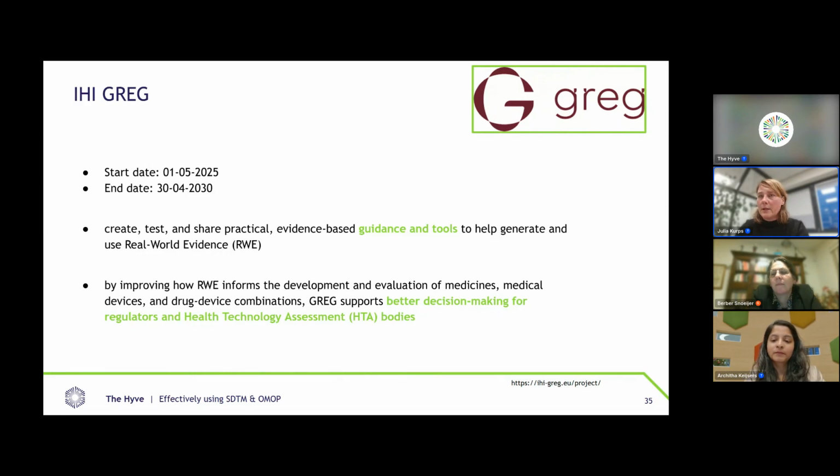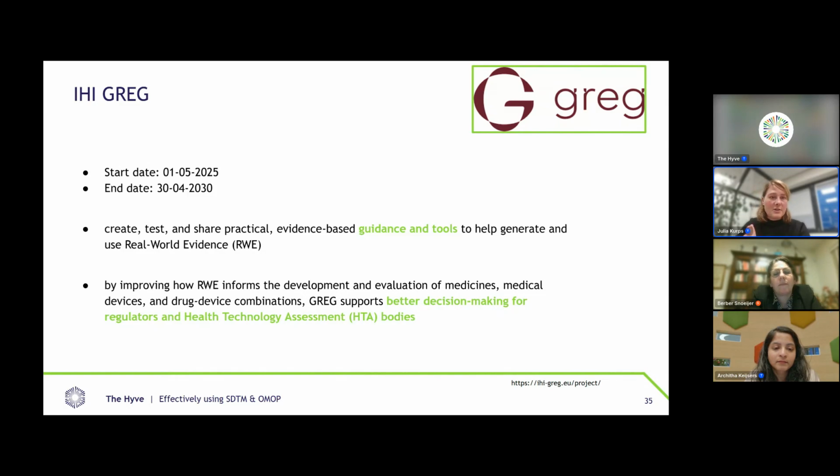And then we're not only focusing on the medicines, because this is already mapped quite nicely, but we also want to extend the data mapping to include devices, for example, and drug-device combinations, which Berber also showed already. This is a little bit more tricky, but I think it's really new to include those devices and the data we get from there.